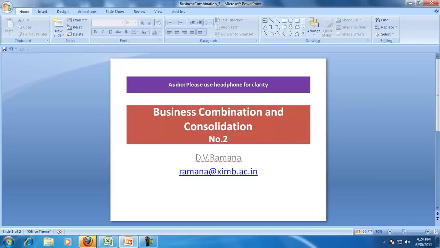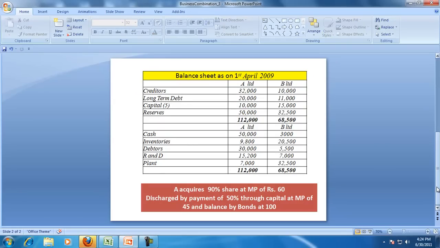Good afternoon and welcome to our discussion on business combination and consolidation. In this session we'll observe some transactions and try to prepare a consolidated financial statement.